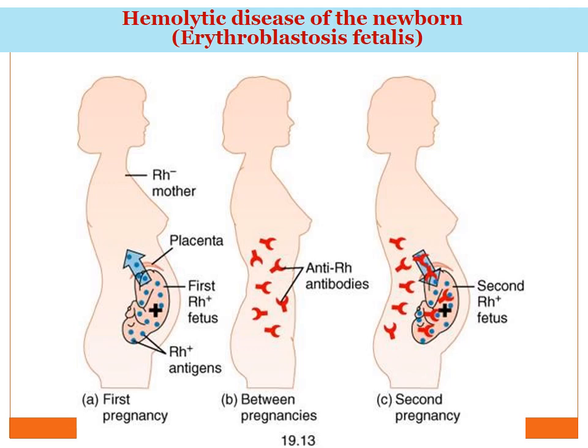So this becomes a concern if the woman becomes pregnant again with another Rh positive fetus. Recall that 85% of the North American population are Rh positive, so there are much higher odds that you will have an Rh positive fetus. In this case, with the second Rh positive fetus, the mother now has anti-Rh antibodies in her blood that can enter through the placental circulation, attack the blood of the second fetus, and cause a fatal reaction to that fetus.